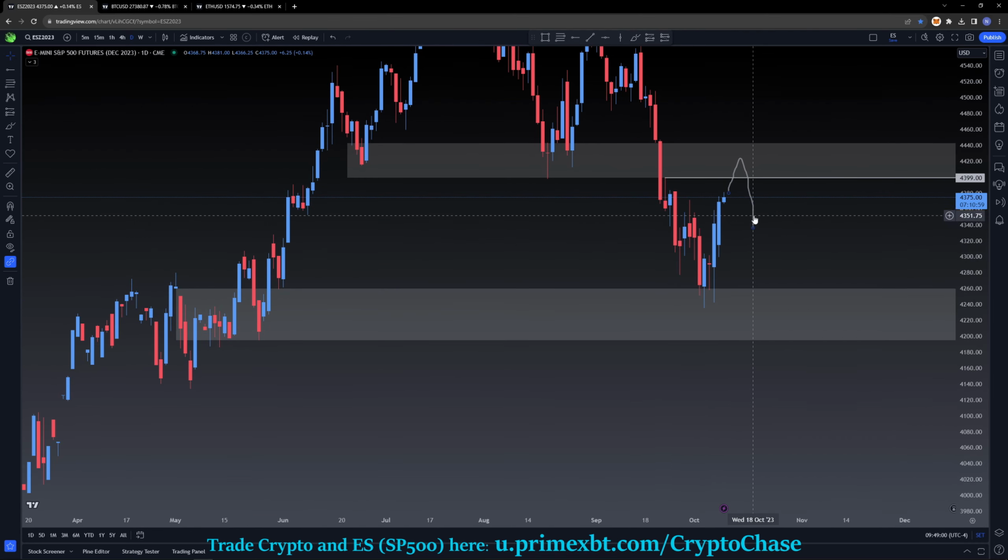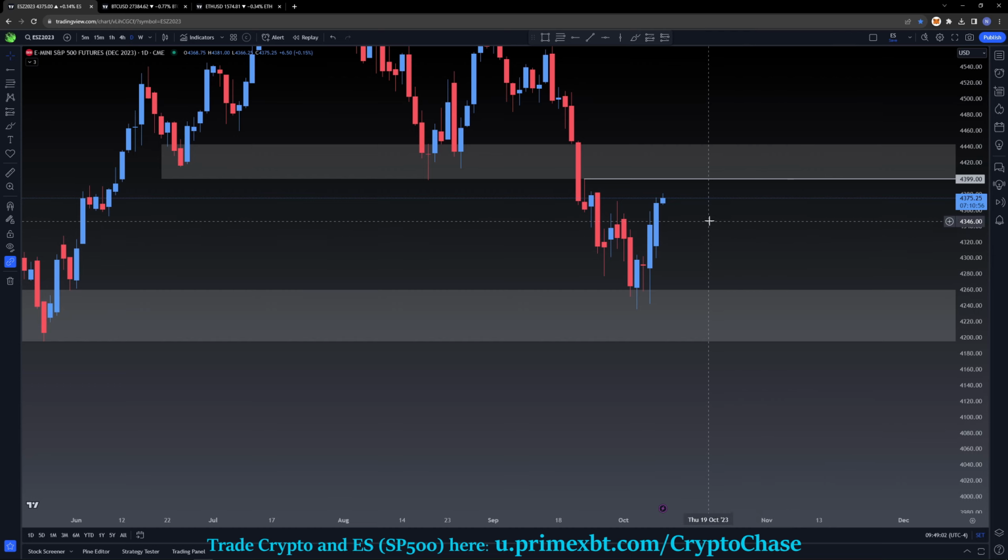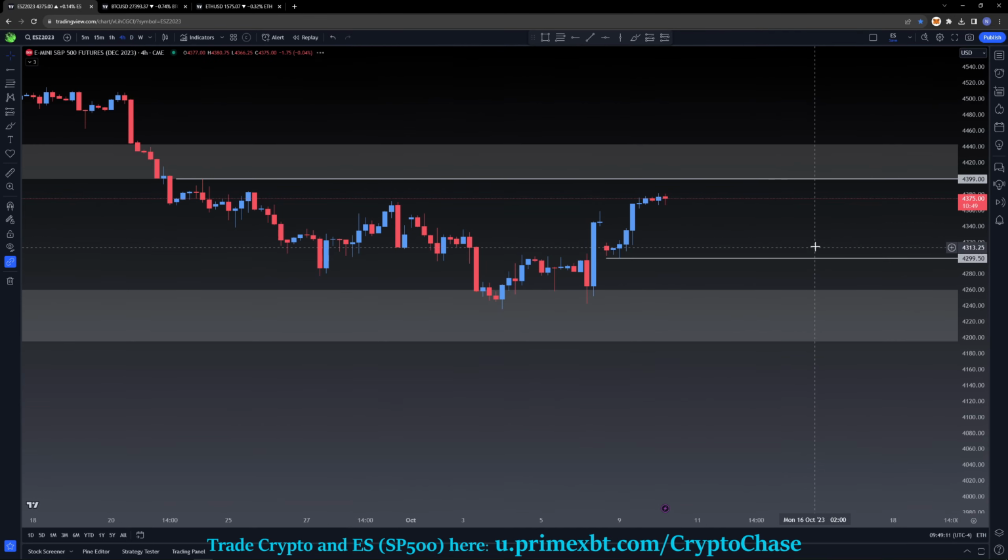Sweep this high, short back down. Do we have any target at the moment? We don't have any clear target just yet. The only thing I'm seeing on the daily is this low. Let's keep looking. Yeah, this will work.